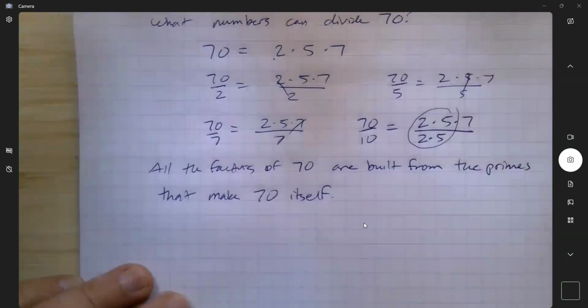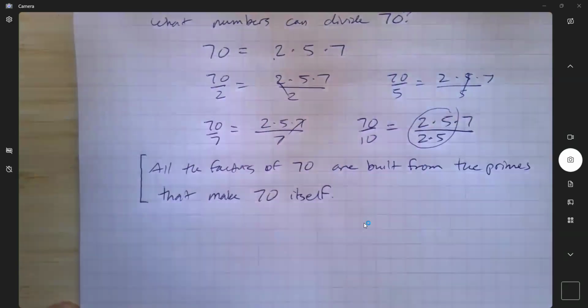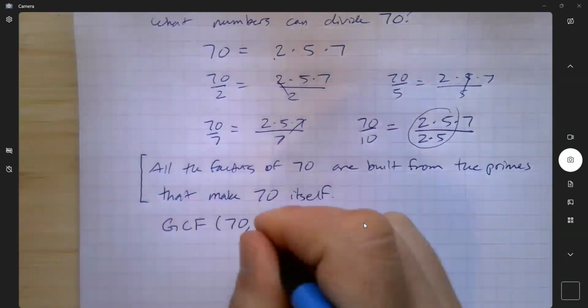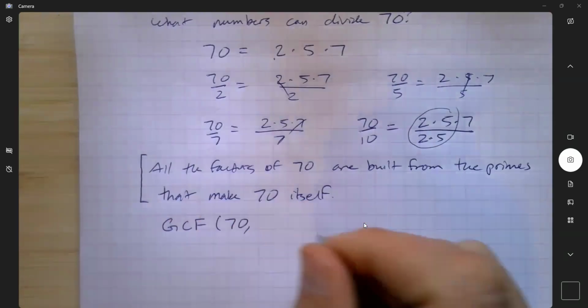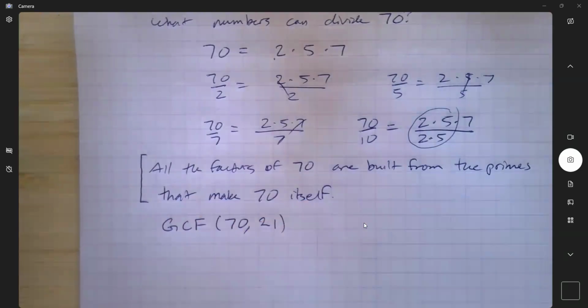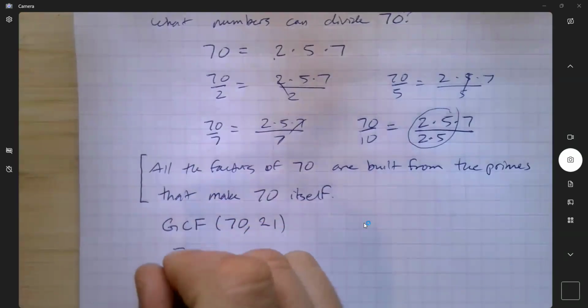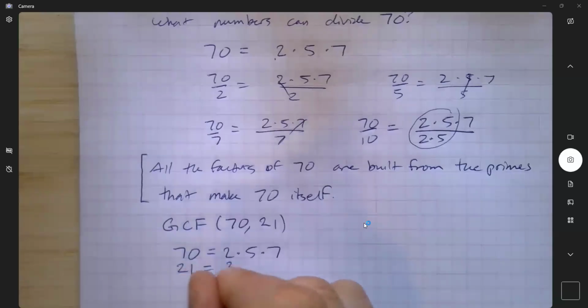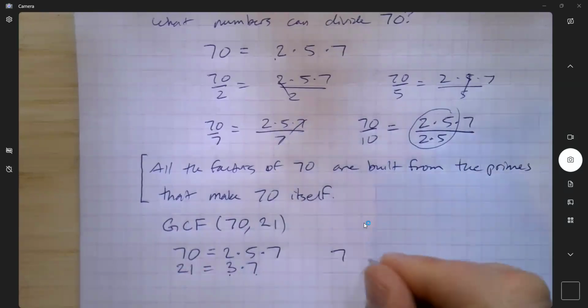And this fact right here allows us to find a greatest common factor very easily. Let's find the greatest common factor of 70 and 21. So step 1 is to find what are the primes in each. 70 we found was 2 times 5 times 7. And 21 is 3 times 7. 3 is a prime and 7 is a prime. And 7 is in both.